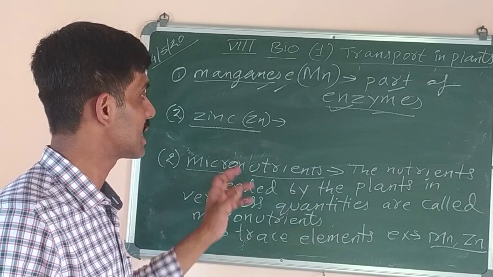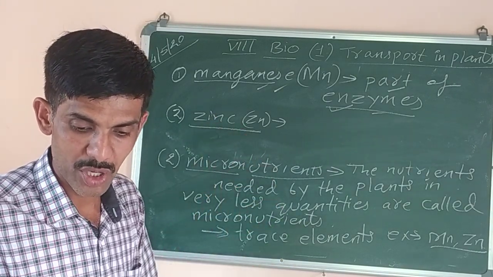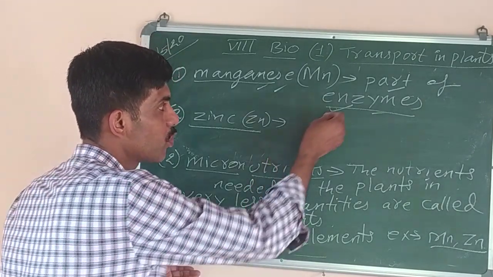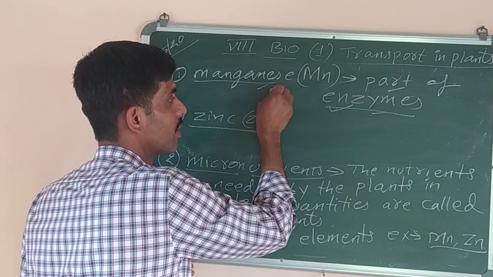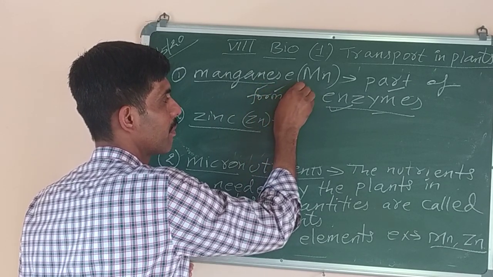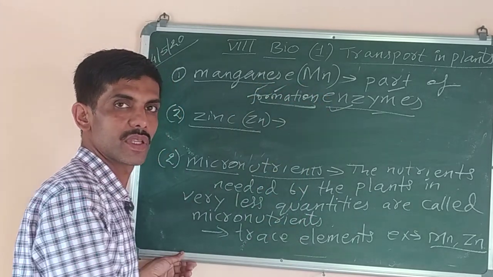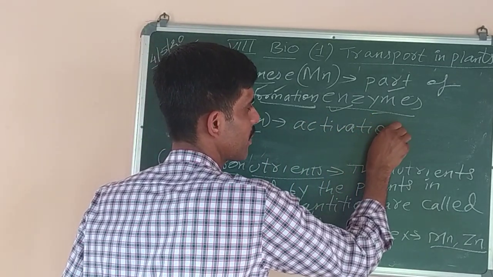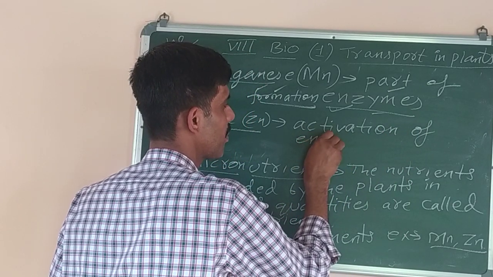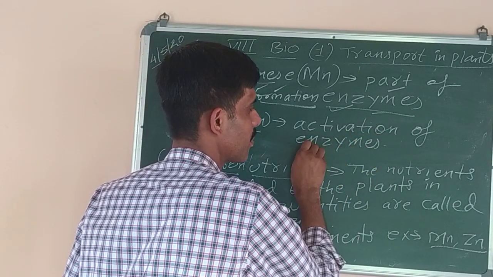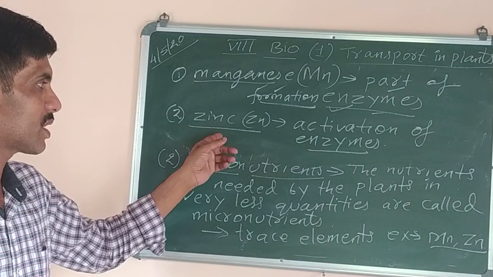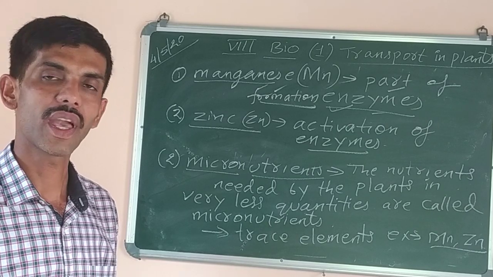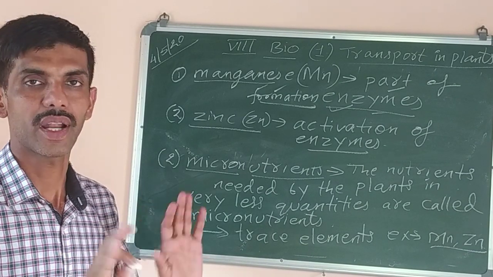Now the next one is zinc. Zinc is required for the activation of enzymes. Activation is one thing, formation is another. Manganese is required for the formation of enzymes, to make the enzymes, and zinc is required for activation of enzymes, to activate the enzymes. That means to make them ready to work. Simply forming the enzymes is not sufficient. Once the enzymes are formed, they need to be activated. Activated means now they are ready to carry out their work, switched on, so that they can start their functions.